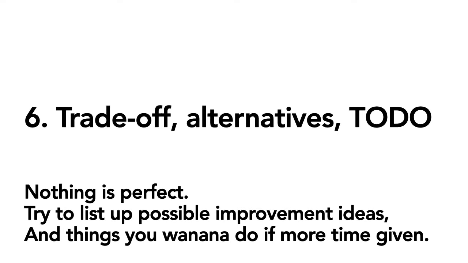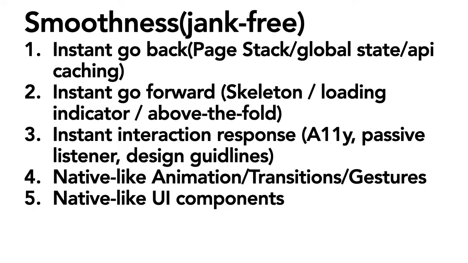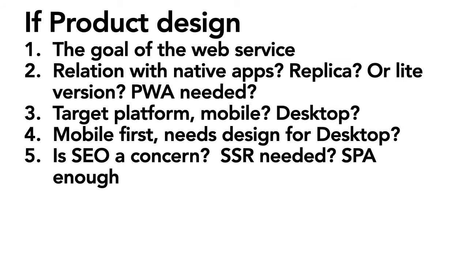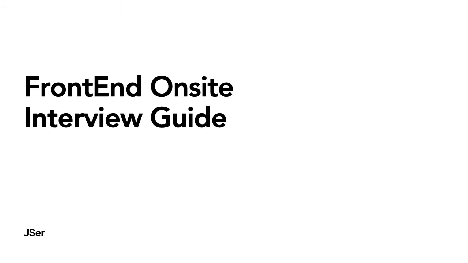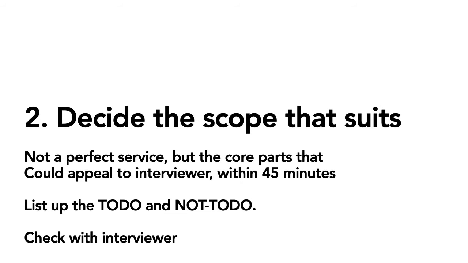Okay, that's it. That's the 6 steps. This is the guide I would use to prepare in my last week of preparation for the system design problem. Okay, let's review that again. First, understand what it is. This is just a rough understanding. It's good enough, okay? And then we need to decide the scope that we're going to talk about in this specific 45 minutes. Just list up the to-dos, which can show our abilities to the interviewer, and list up the not-to-dos.